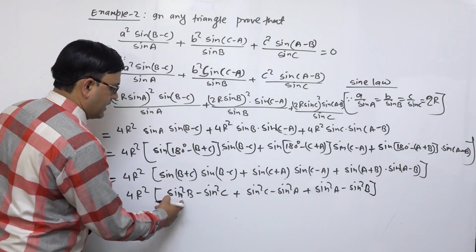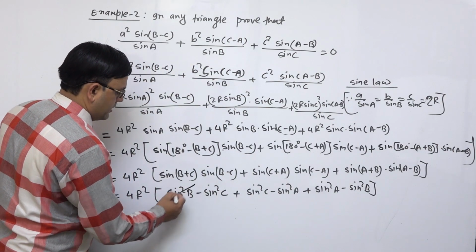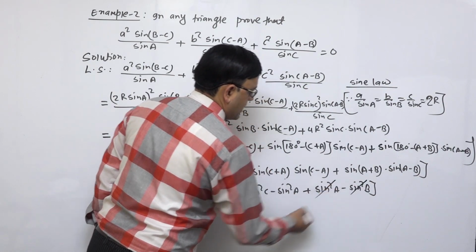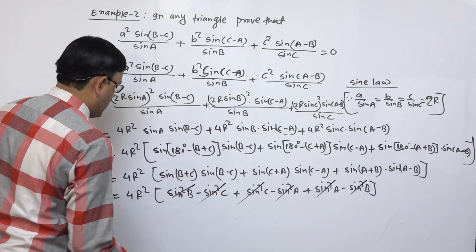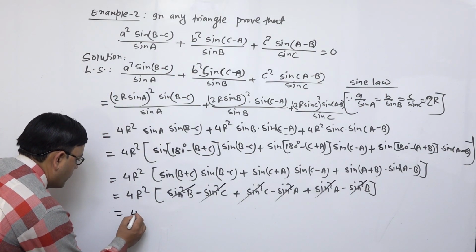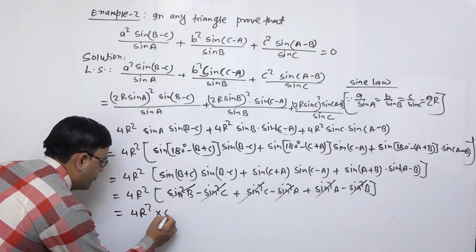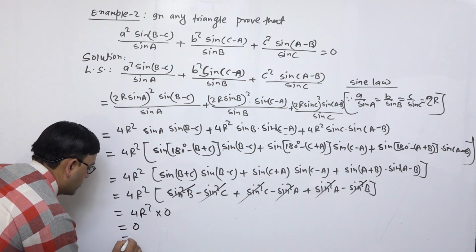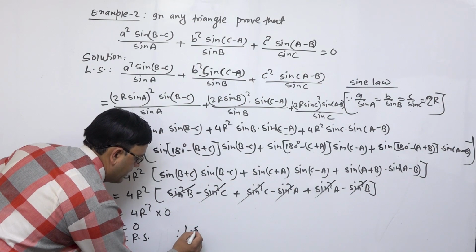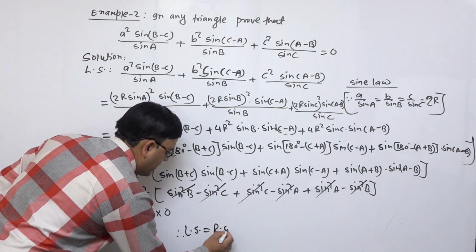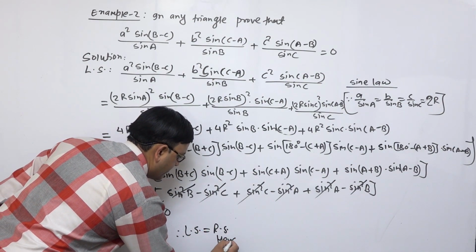Now we have sin square b and minus sin square a plus sin square a minus sin square c plus sin square c, and everything cancels. This is equal to 4r square times 0, which is equal to 0, the right side. Therefore left side is equal to right side. Hence proved.